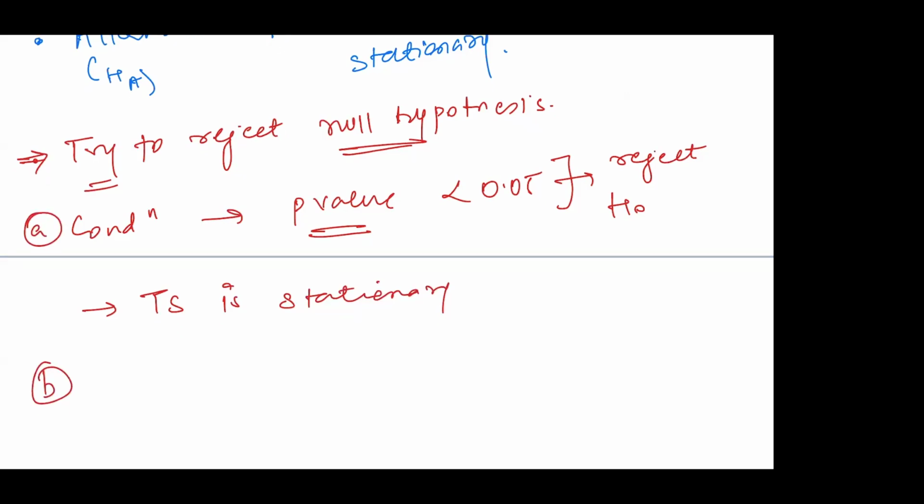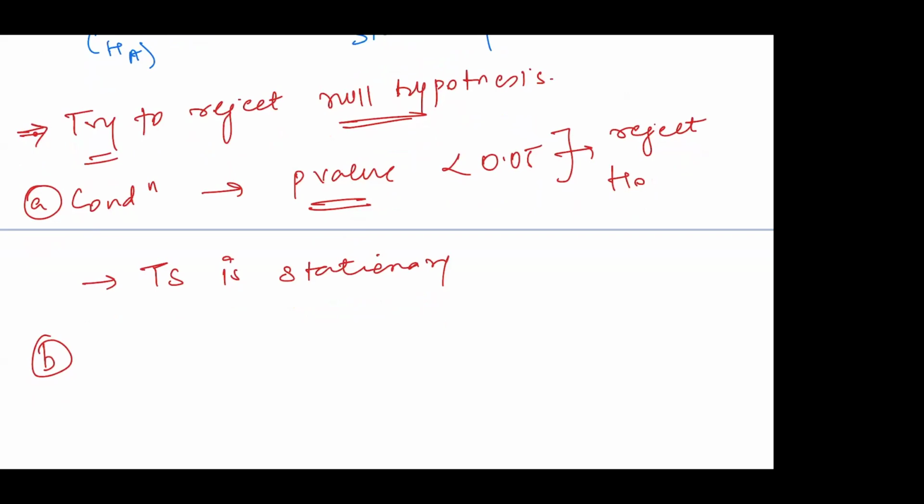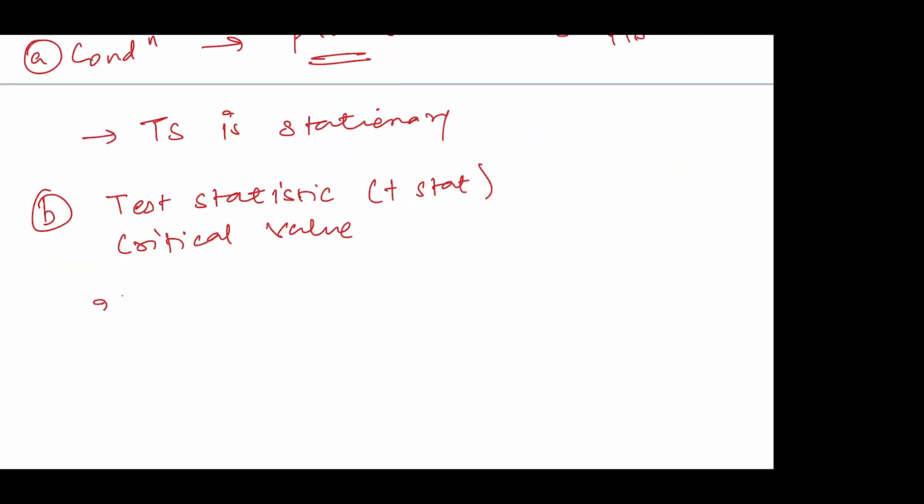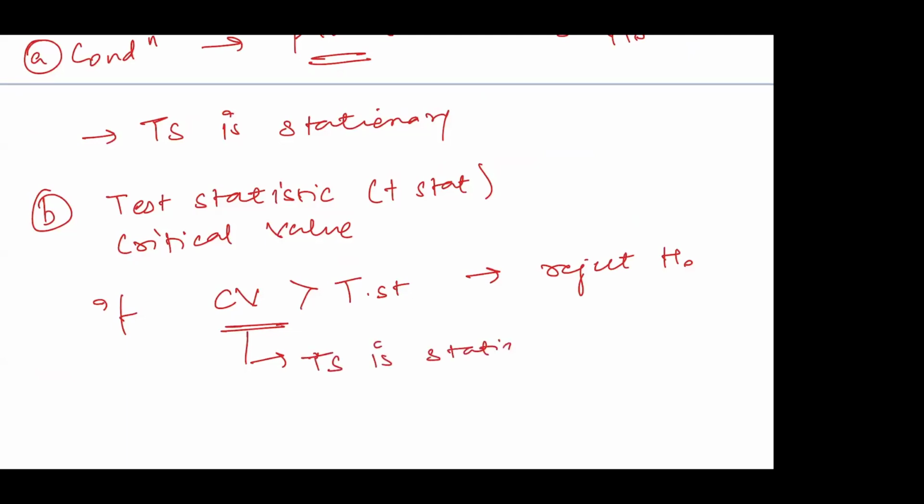Also, when you do the augmented Dickey-Fuller test in Python, you'll also get the t statistic, which is also called the test statistic, and you will also get the critical value. If the critical value is greater than the t statistic, then you will say reject the null hypothesis, which basically means this condition is true, which means the time series is stationary.